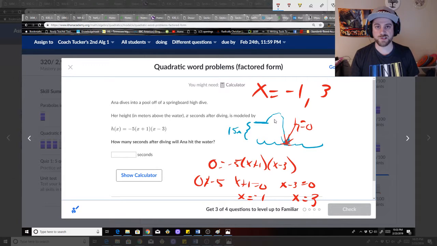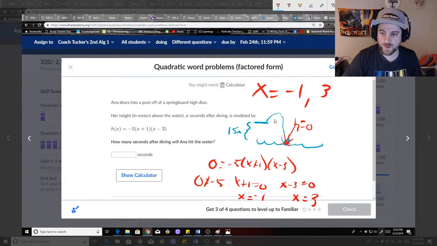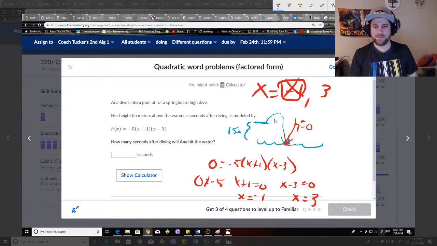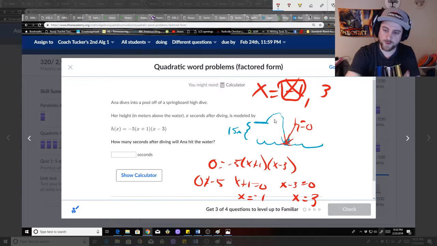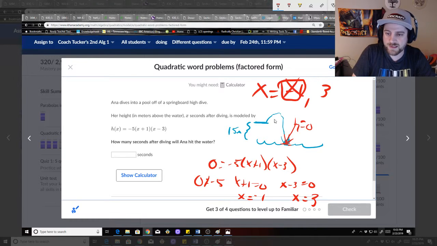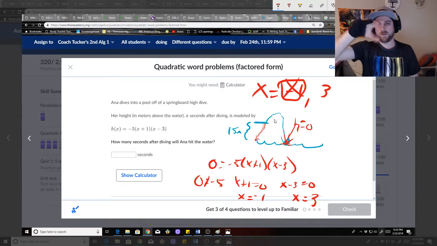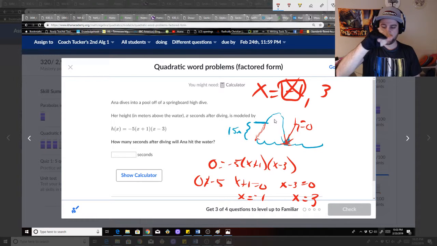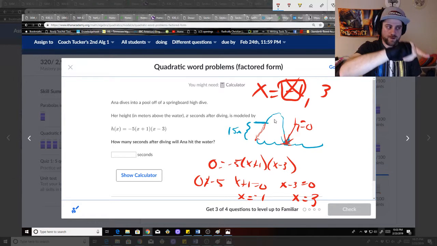One of those should make sense to you. Hopefully you understand that, you know what, that one right there, it's impossible. She can't hit the water in -1 seconds. That means it happened before. What that's describing is, if you follow here, it's describing this. It also hits it there, but she's already above the water. She's already on a board, and she's jumping off into it.